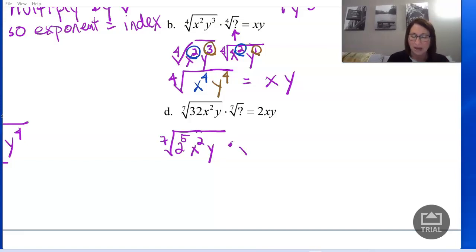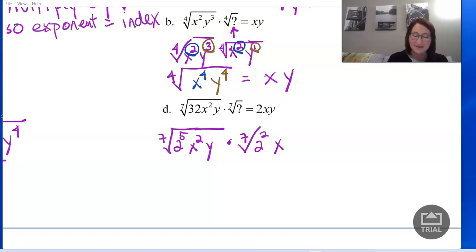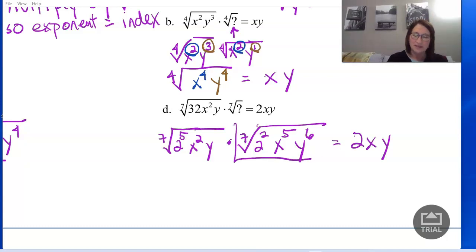So now I'm going to multiply that by the seventh root of, let's fill in our radicand. We're asking how many more of each factor do I need? I need 2 more of the 2's, so 2 squared. Of the x's, I have 2, I need 5 more. For the y's, I have 1, I need 6 more. There we go. That's going to give me 2xy. This was the part I needed to figure out.